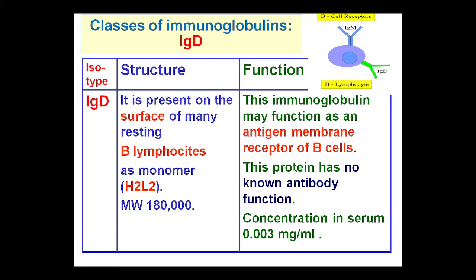Concentration of this antibody in the blood is 3,000th of a milligram per milliliter. This is a 1,000 times lower concentration than the concentration of the other immunoglobulins, G, A, or M.